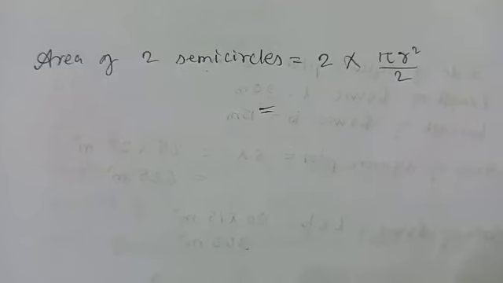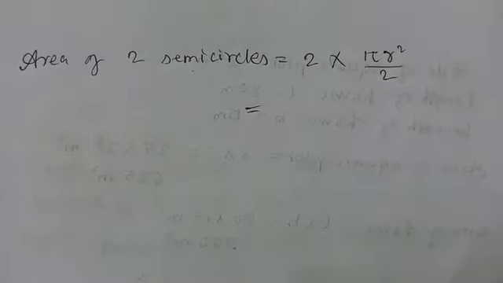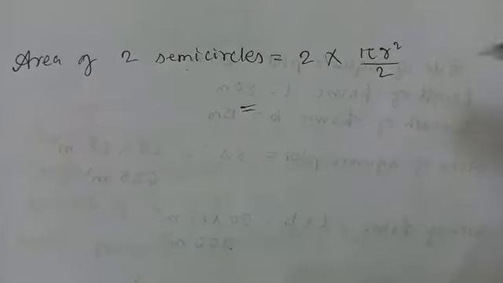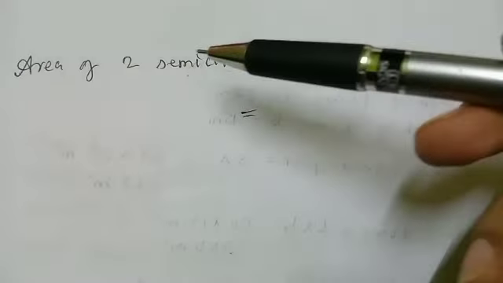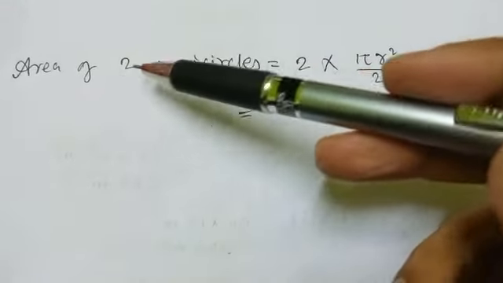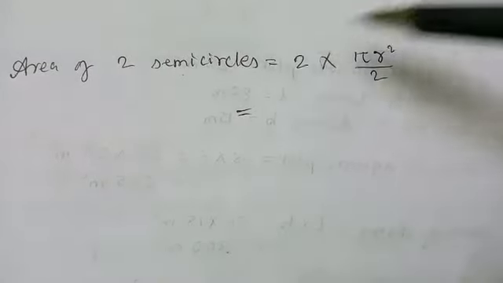Now in the next page you can find the area of semicircle. So what is the area of the semicircle? Area of semicircle is pi r square by 2. But we have to find the area of two semicircles. That's why you have to write like this: area of two semicircles equals 2 into pi r square by 2, because two semicircles are there.